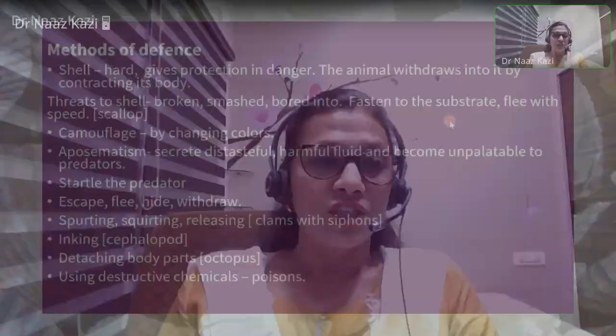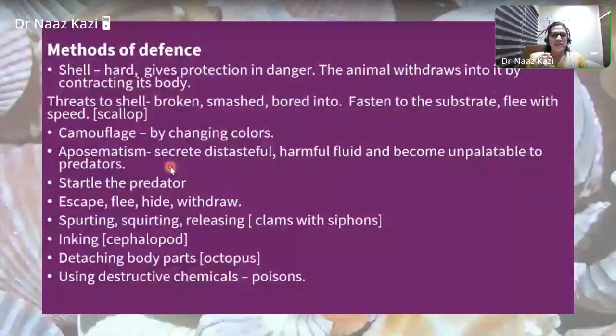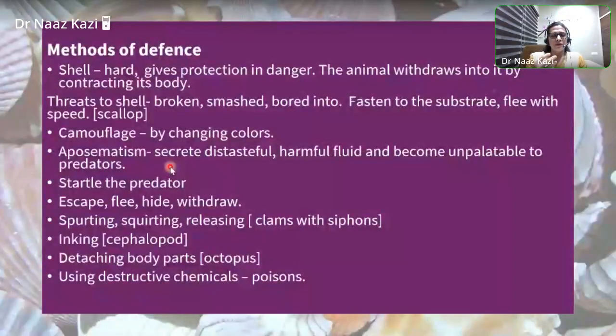They camouflage by changing colors. There is a mechanism which is known as aposematism. Apo is away and sema is warning. So some of these mollusks secrete a harmful fluid, something distasteful, which is not palatable to the predators. It will put off the predators. So as soon as the predator comes close and tries to taste them, it feels very awful and just blows away.